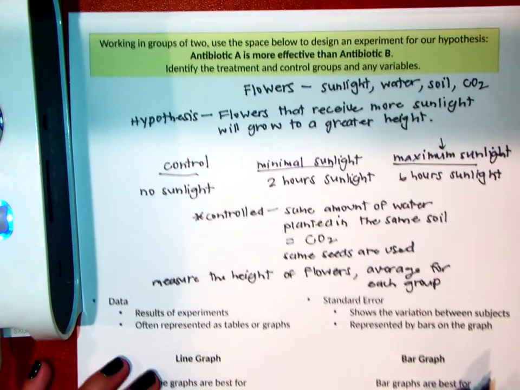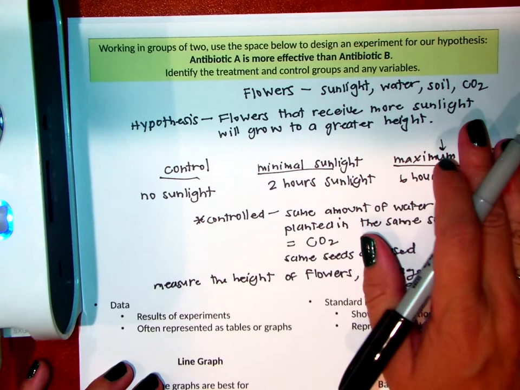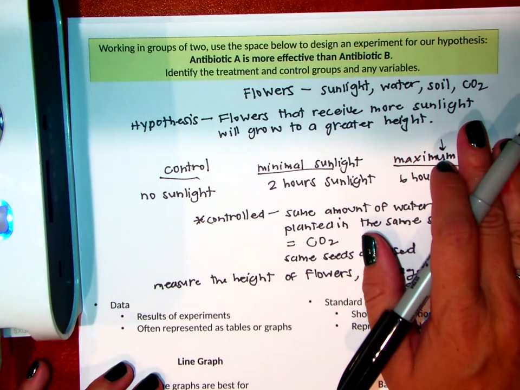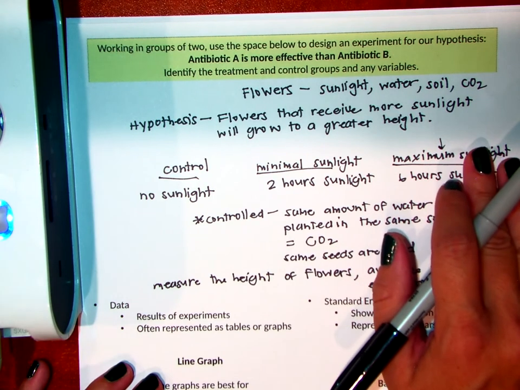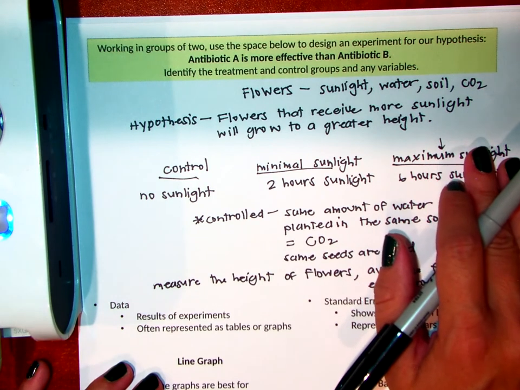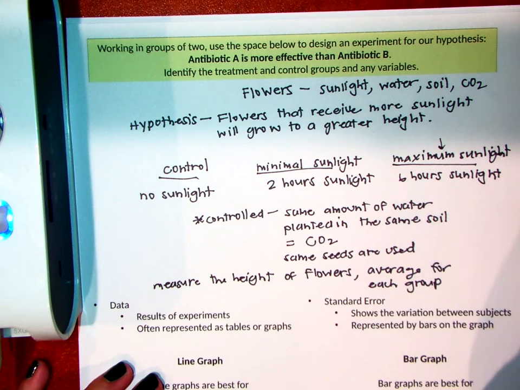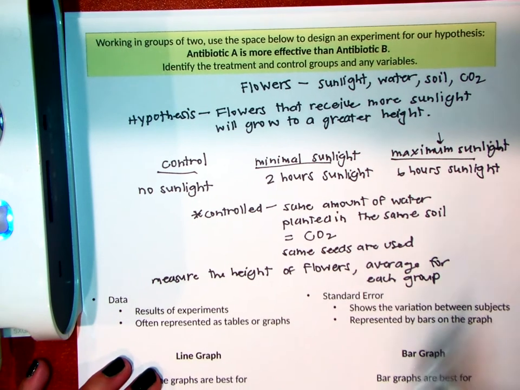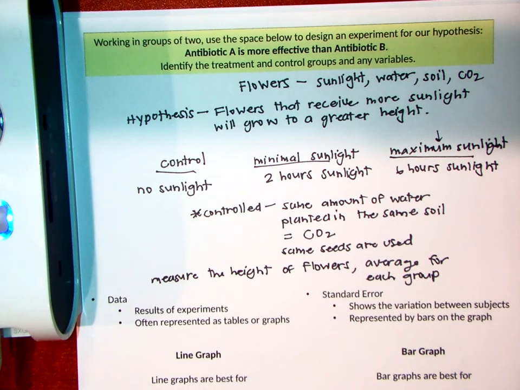I want you guys to pause it here. And in this space, I want you to do this with the hypothesis from the question of the day, which is that antibiotic A is more effective than antibiotic B. Again, make sure to identify the treatment and control groups and any variables. So make sure you tell me how many groups would you have? What does each group get? What kind of things need to be controlled? And then something else to consider.